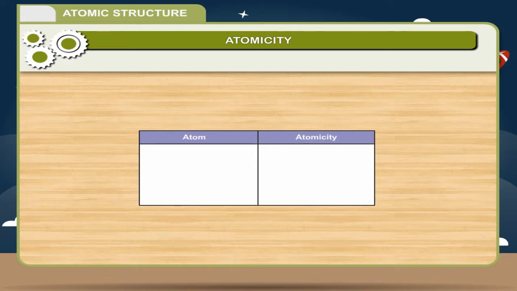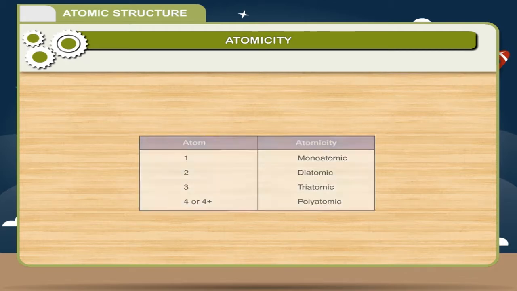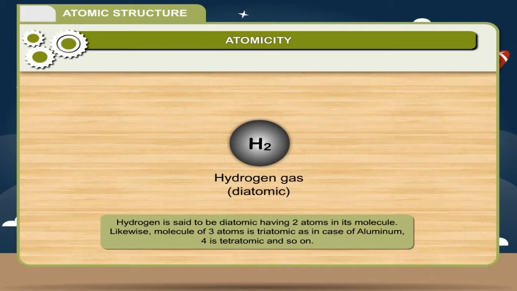Atom, atomicity. 1, monoatomic. 2, diatomic. 3, triatomic. 4 or 4 plus, polyatomic. Hydrogen is said to be diatomic, having 2 atoms in its molecule. Likewise, a molecule of 3 atoms is triatomic, as in the case of aluminium. 4 is tetraatomic, and so on.